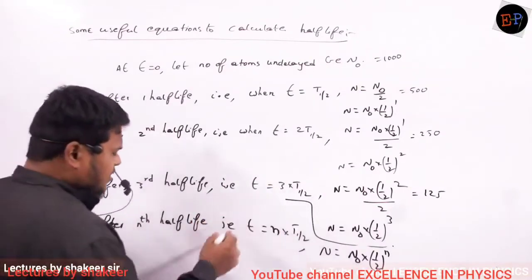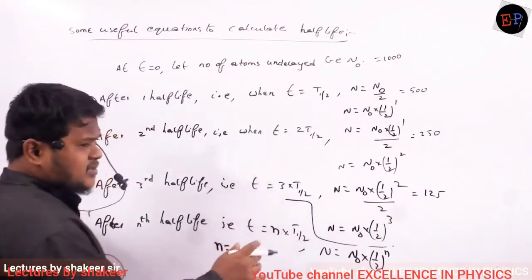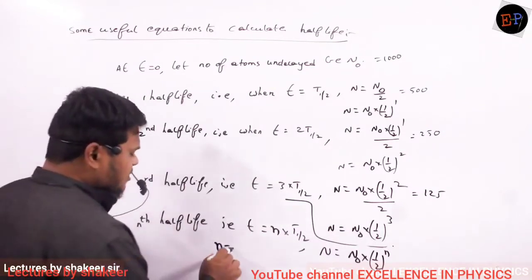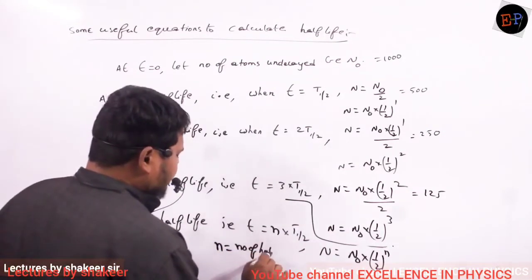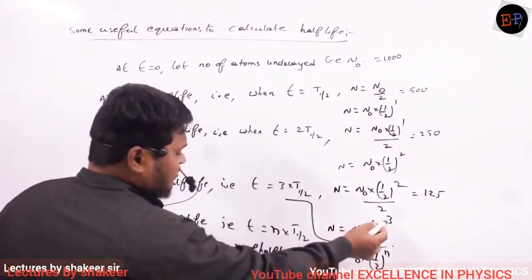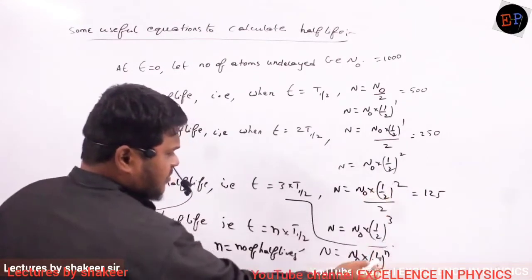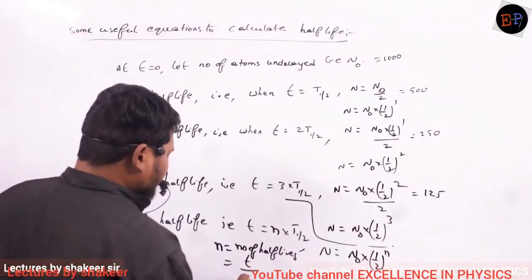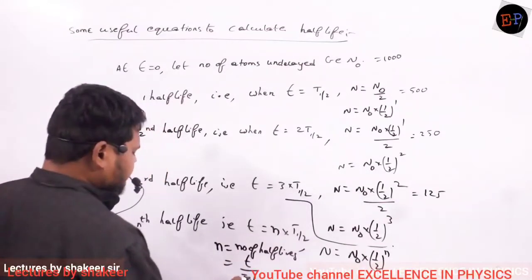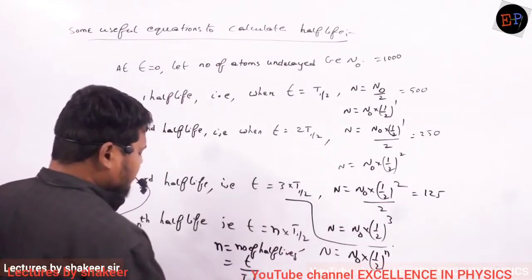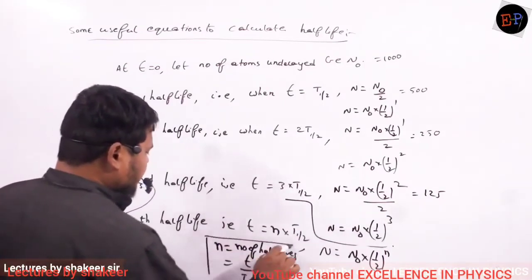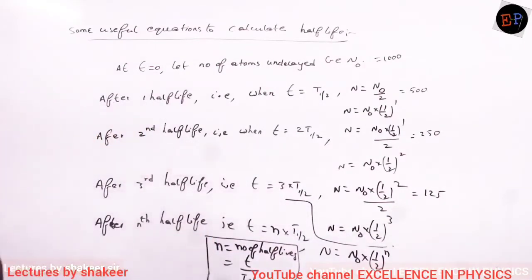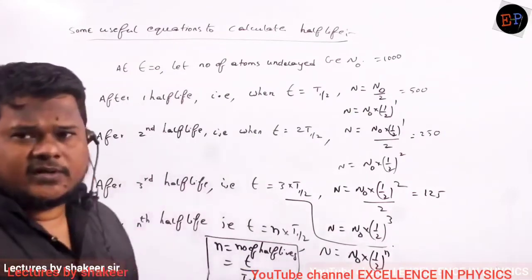Okay. So how can I calculate the n value? N value means what? Number of half-lives. 3 means 3 half-lives, no? 2 means 2 half-lives, no? So n means n half-lives. And the n value is how much? Total time divided by the time taken for one half-life. Are you able to understand? So this is the equation to calculate the number of half-lives. Okay. So this is the beauty of radioactivity.